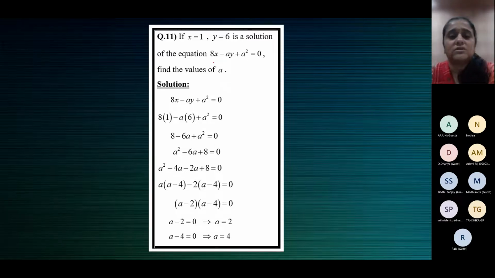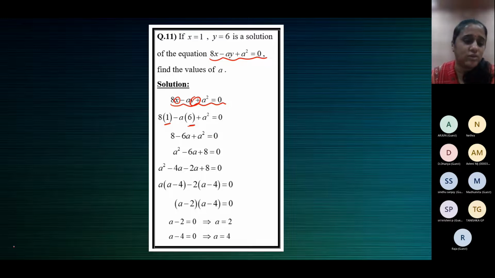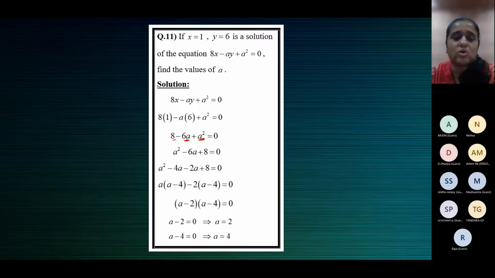So this is the equation. For x, use 1, and for y, use 6. So the equation is 8 minus 6a plus a square is equal to 0. You can see there is one a square term, one a term, and a constant. So it's a quadratic equation.